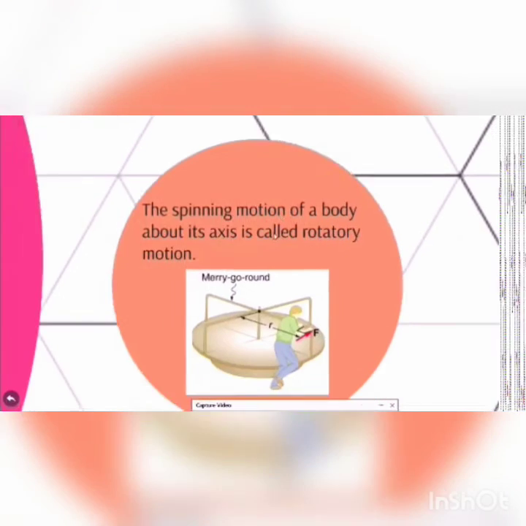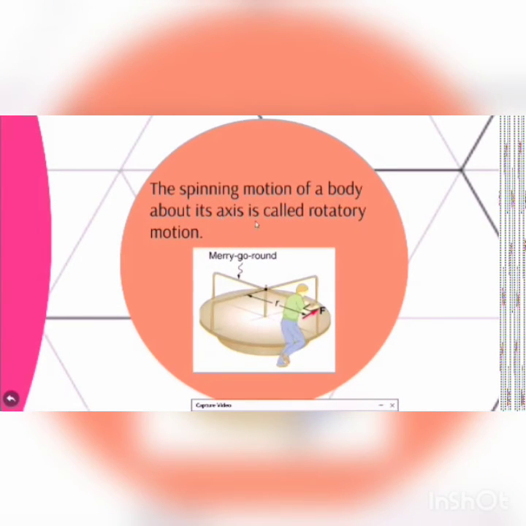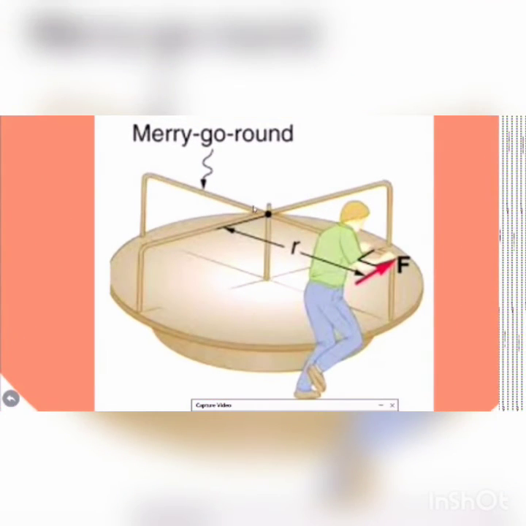Rotatory motion. The spinning motion of a body about its axis is called rotatory motion. Example is merry-go-round. In merry-go-round, body spins on its axis. The major difference between the circular motion and rotatory motion is, in circular motion, the body moves along the circumference on a circular path, while in the rotatory motion, the body spins on its axis.